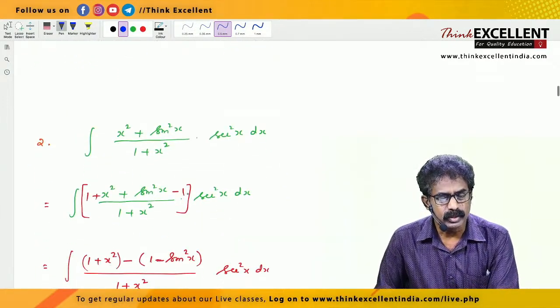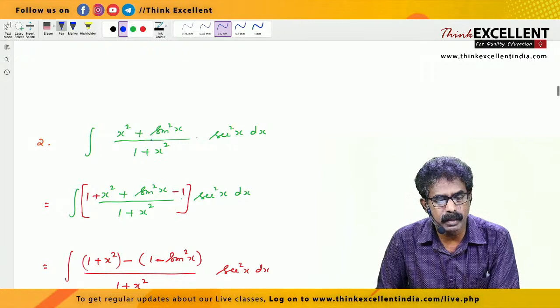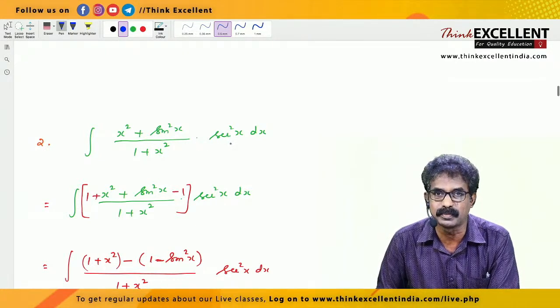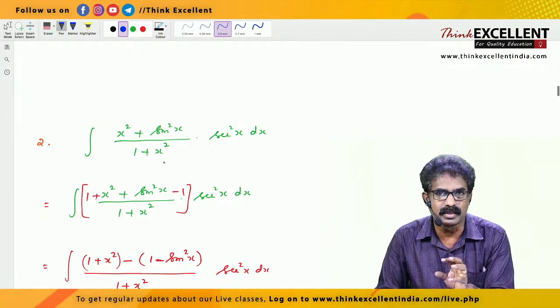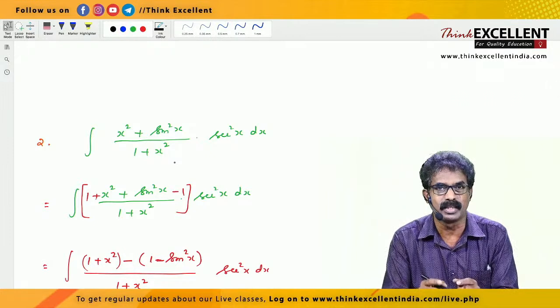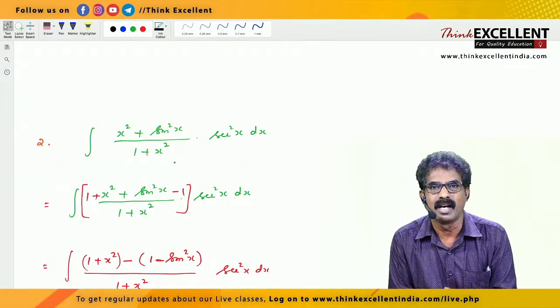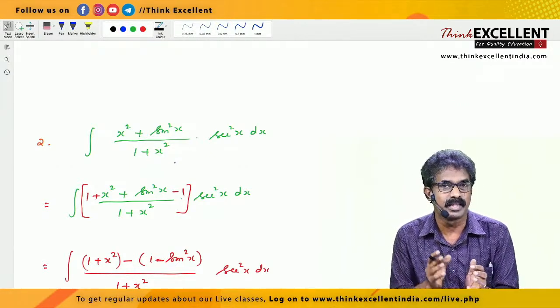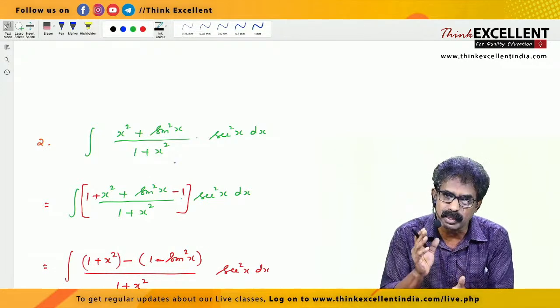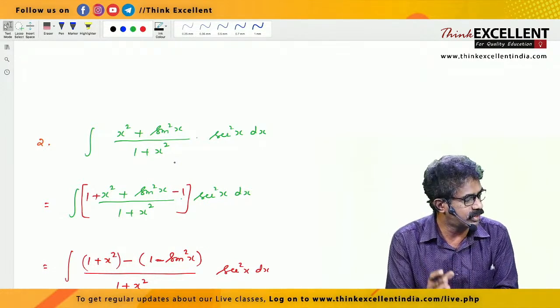And the second question is this one. x square plus sine square x by 1 plus x square into secant square x. So this is a question you have to do in a certain way. I have already told you, differentiation can be done in any way, but not every integration sum, there are certain sums that can only be done in one method. This is one such question.